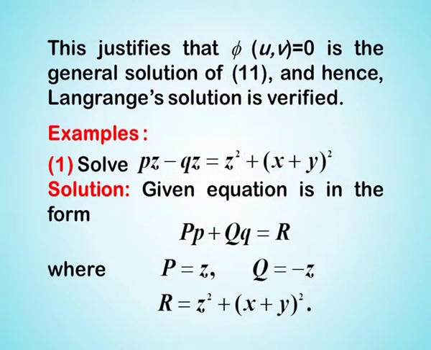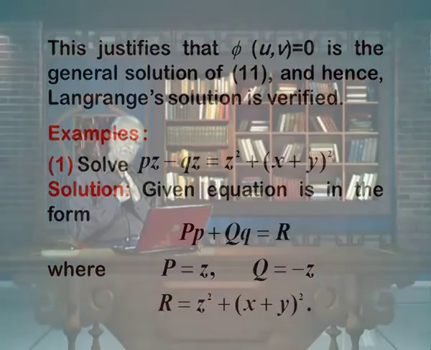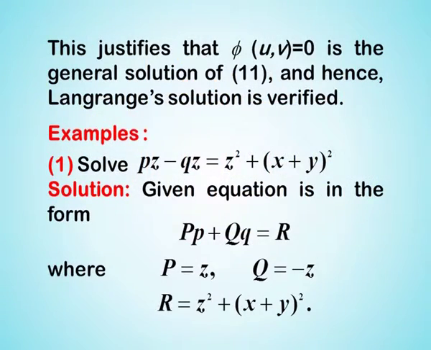Having attained the verification, or in other words justification, we solve the first example. The equation is given as Pp plus Qq equal to r, specifically zp minus zq is equal to z square plus (x plus y) whole square. All the functions are in x, y, z. That is noticeable. If you recall the definition, the capital P is a function of x, y, z, capital Q is also a function of x, y and z, and r too is a function of x, y and z.